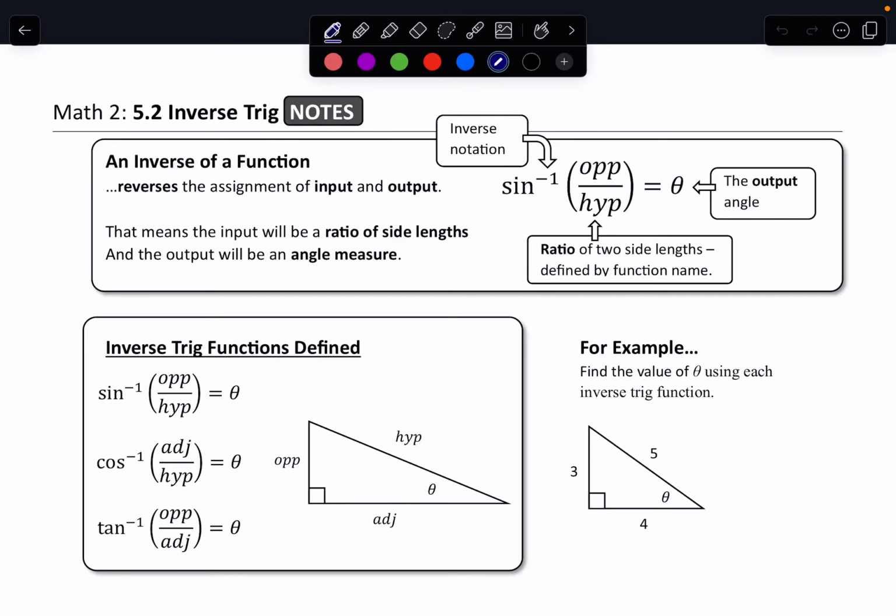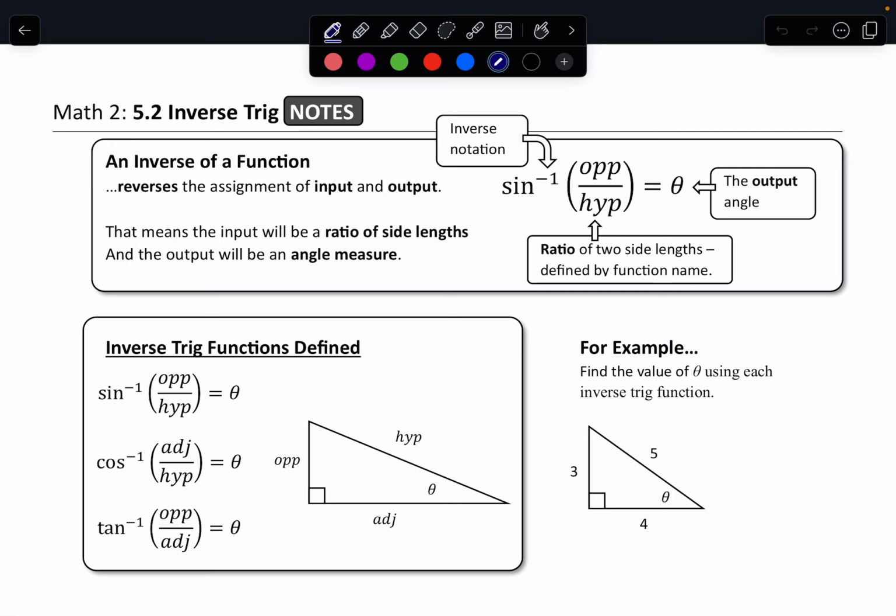All right, today is 5.2. It's labeled Inverse Trig. So what we're going to be doing is learning how to use the sine, cosine, and tangent inverse functions, which are pretty cool because instead of having two sides of the triangle and using that to try to find one of the two sides, this makes it so that if you know all three sides of the triangle, you can use inverse trig to find angles that you don't know.